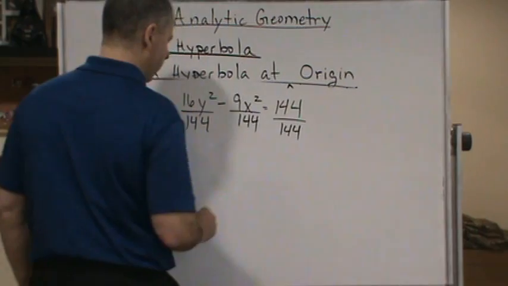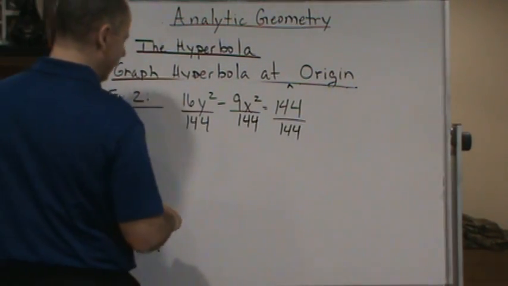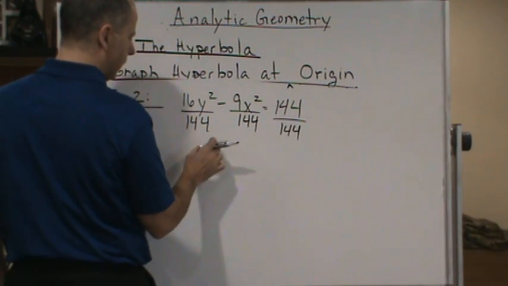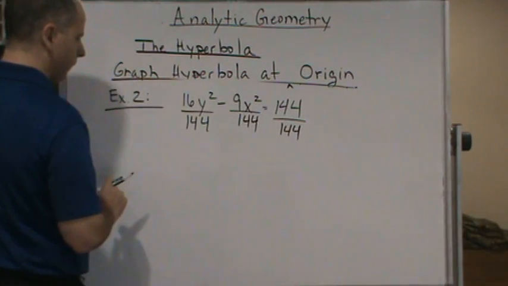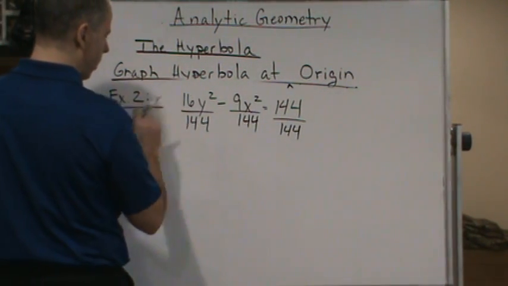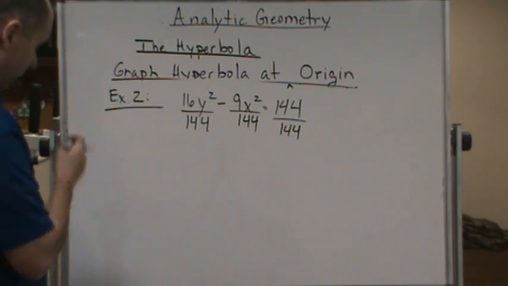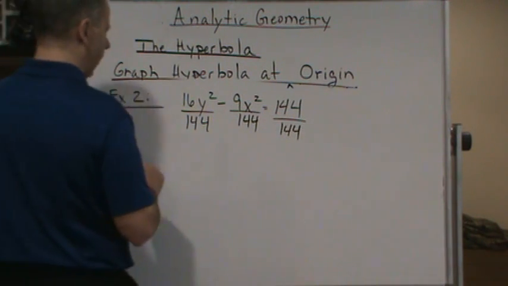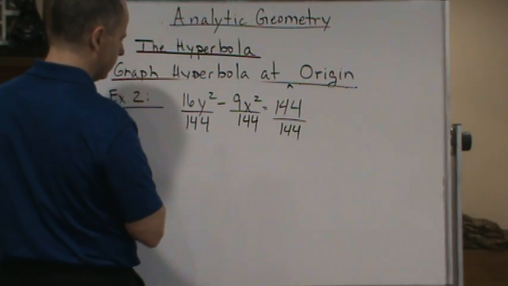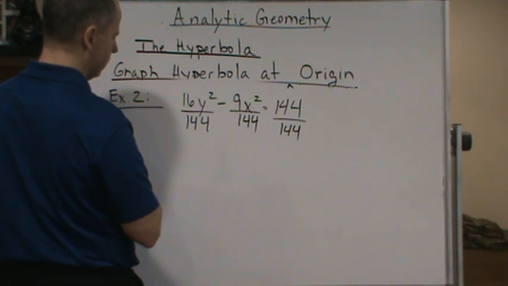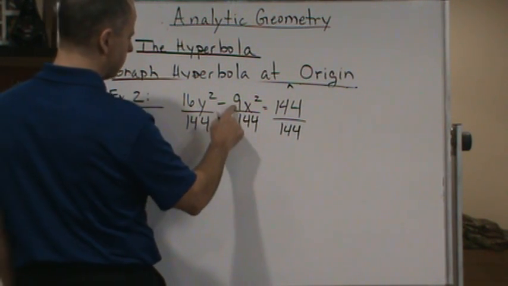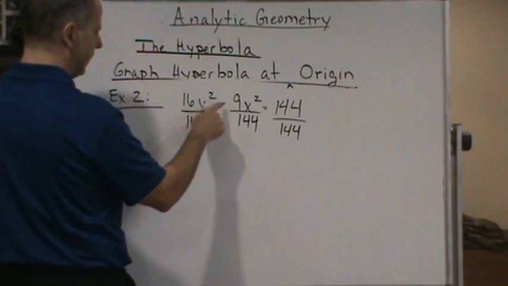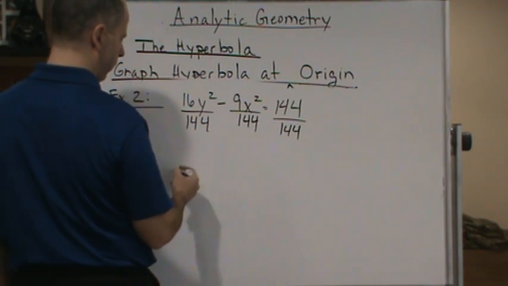So here we go. In this case it's relatively easy because 144 is divisible by 9 and 144 is also divisible by 16. So 9 times 16 is 144, right? 9 times 10 is 90, 9 times 6 is 54, so it gives you 144, okay?